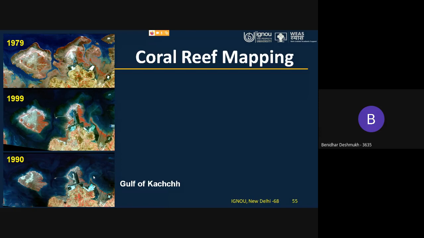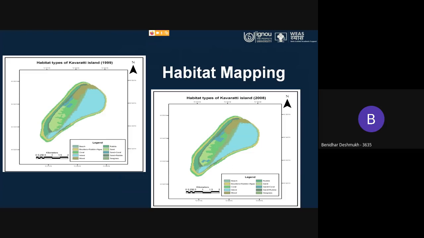So if you use this image for mapping this feature, then we will not be getting much information about this feature. So that is why the selection of data, the consideration of data is very much important. Now we were talking about the habitat mapping.